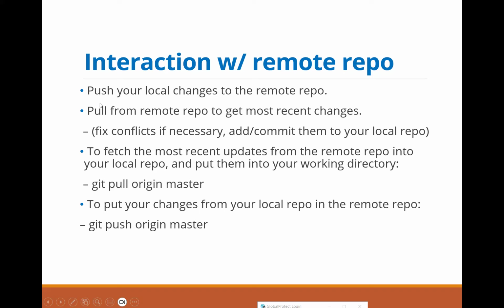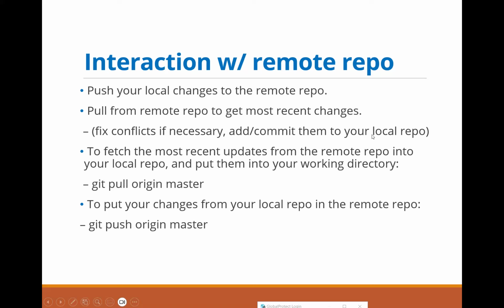Whenever we are uploading data to the remote repository, which we call GitHub, we use the command git push, to push our local changes to the remote repository. And whenever we want to download, we use the pull command, git pull, from the remote repository to our local repository. Then there may be conflicts, which we will see later.